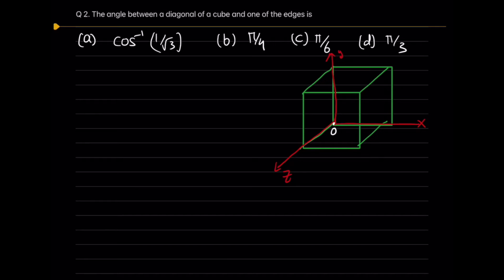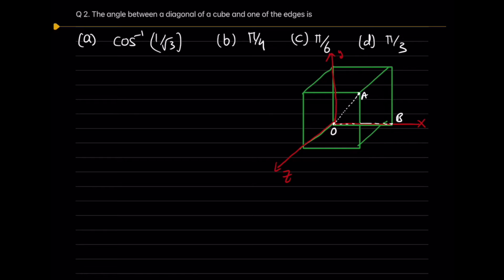And we need to find the angle between the body diagonal. So I'm pointing this and calling this point A. You can consider any one of the edges; I'm considering the x-axis edge, and I'm calling this point B. So we need to find the angle between OA and OB. For the sake of simplicity, we can consider this cube to be a unit cube, which means each length is equal to 1 unit.